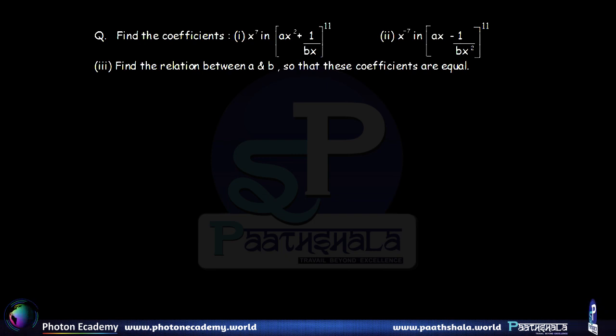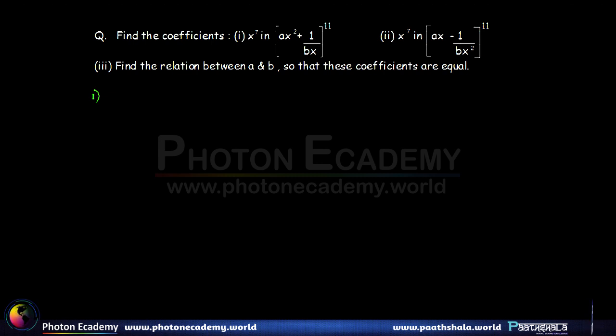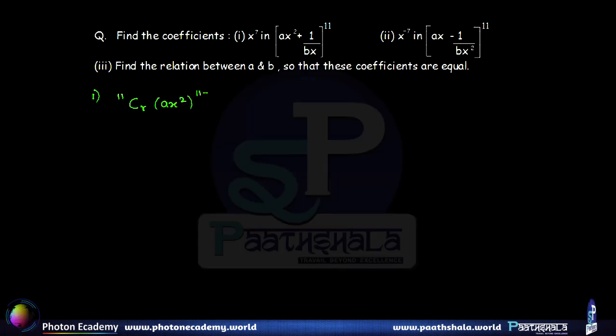Okay, let's start. So in the first question, we have to find out the coefficient of x raised to 7 in the given expansion. Okay, so let's start. First, let us write the rth term. We know the formula for that, so it will become 11Cr, and then we will have (ax²) raised to 11 minus r, and then (1 upon bx) raised to r.